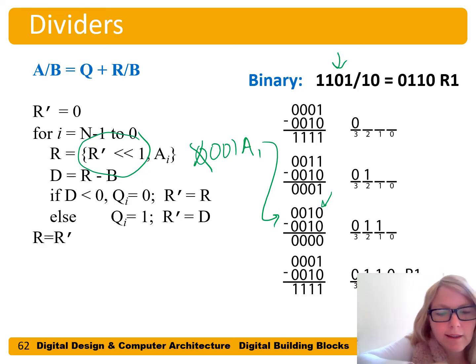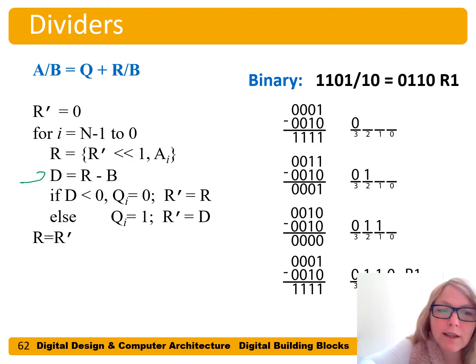And now we check and say, does b fit into that? We perform that difference again, r minus b. Yes, it does. Is d less than 0? Nope, it's not less than 0. So we're in the else case. And we say, okay, well, q is 1. It's this one. And we make our r prime equal to that difference.